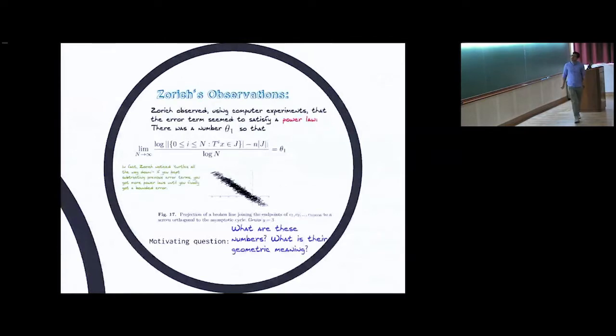Okay, so just to recap some of the things I was saying, Zorich noticed that if you subtracted off the main term and you took log of the difference divided by log n, it grew like some theta 1.